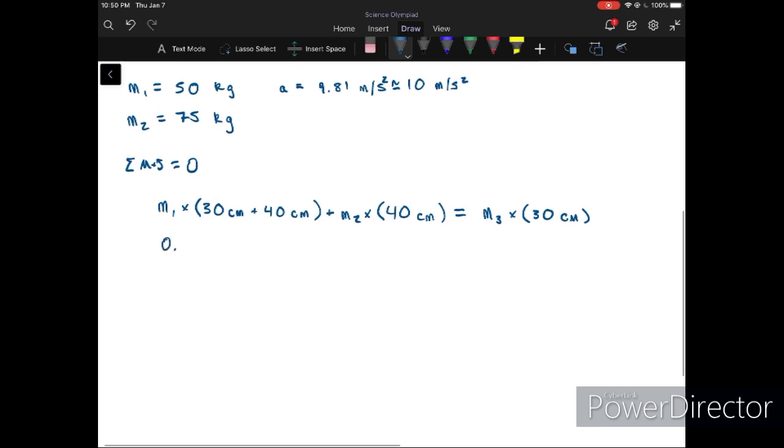So for starters, I'll go ahead and make this 0.7 meters times 50 kilograms plus 0.4 meters times 75 kilograms is going to be equal to 0.3 meters times mass 3. Now we're going to start plugging in some of those values, and we're going to solve for M3.